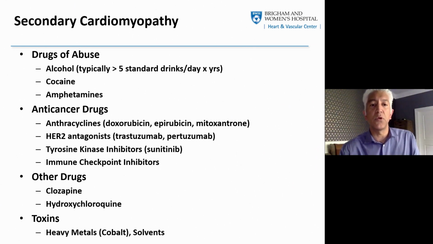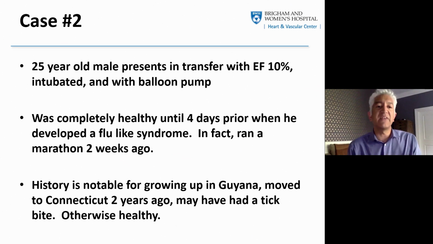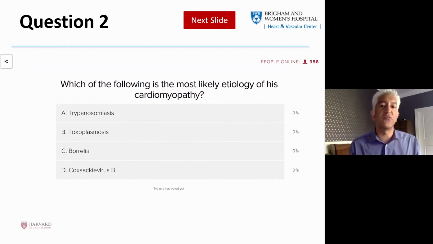The second case here, this is a 25-year-old man who presents in transfer to your hospital with a low ejection fraction. He's intubated and has a balloon pump in place. He was completely healthy until 4 days prior when he developed a flu-like syndrome. In fact, he ran a marathon a couple of weeks ago. So his history is notable for growing up in Guyana. He moved to Connecticut a few years ago. Maybe he had a tick bite. He's otherwise healthy. So my question to you is, what's the most likely etiology of his cardiomyopathy?